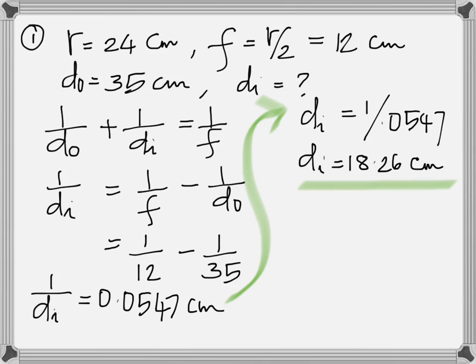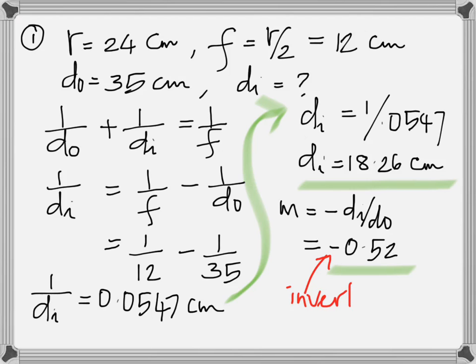Tell me this. Is this a real image or virtual? The question doesn't ask you, but I'm asking. Real. How do you know? Because di is positive. You can write it underneath, just write real. And just make sure you understand that. And then it says, will the image be upright or inverted? How do you find it? Magnification. What's the formula for magnification? Negative di by du. So you put negative di by du, and you got negative 0.52, which means it's inverted. Because if you get magnification as negative, it's inverted.